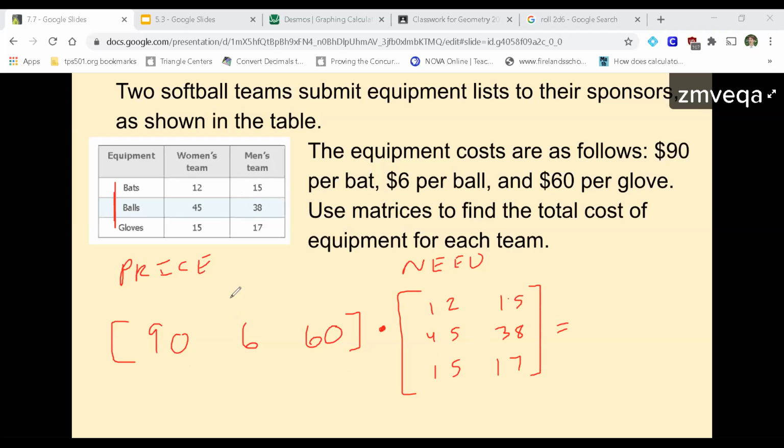If I now do my matrix multiplication, this matrix is 1 row by 3 columns. It says 3 rows and 2 columns. So these match. That's how you know you're on the right track. My answer is going to be a 1 by 2.